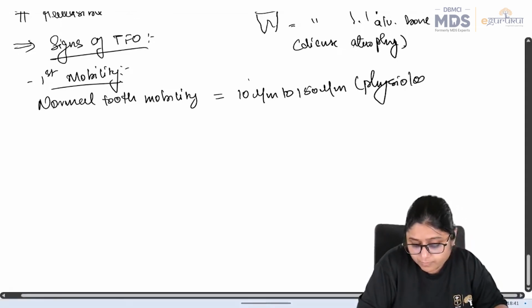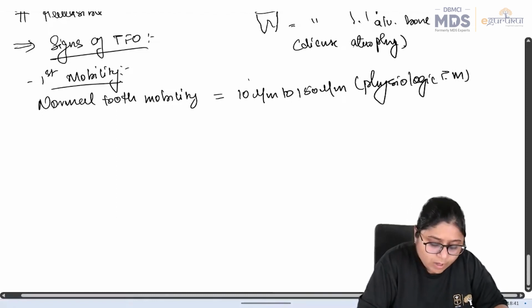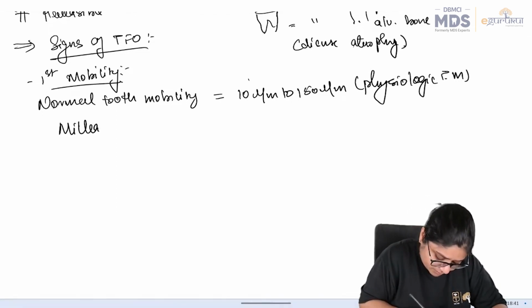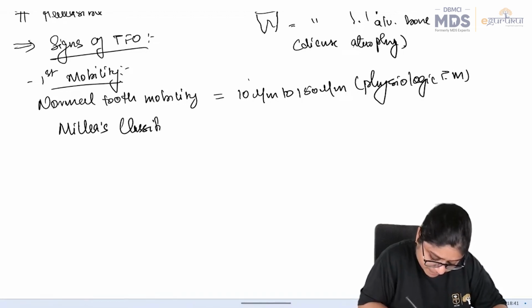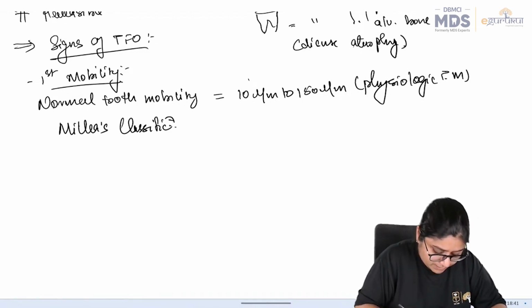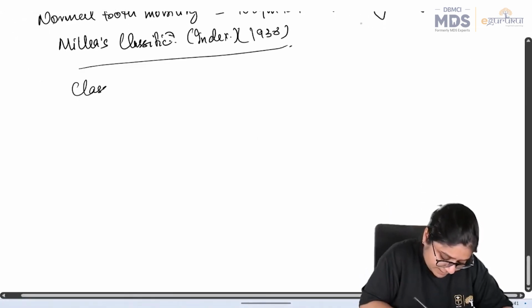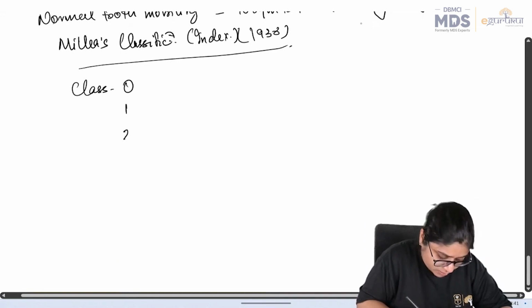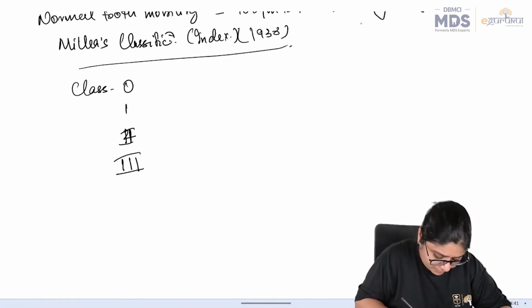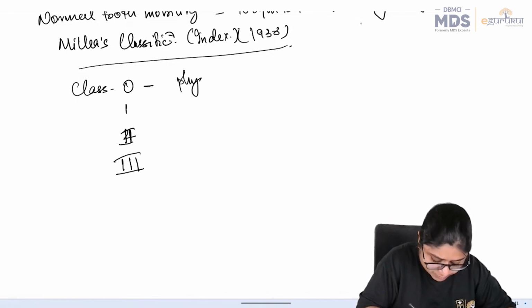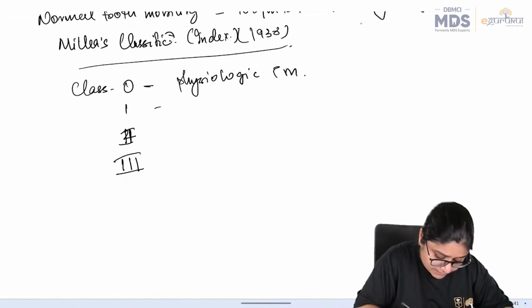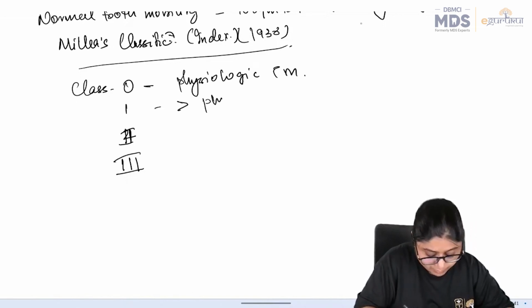Okay, physiologic tooth mobility. Now Miller has given the classification for tooth mobility. Miller's index. This is called Miller's index for tooth mobility. It was given in the year 1938, and according to it, mobility is classified as class 0, 1, 2 and 3. Okay, 0 is your physiologic tooth mobility. 1 is greater than physiologic tooth mobility.